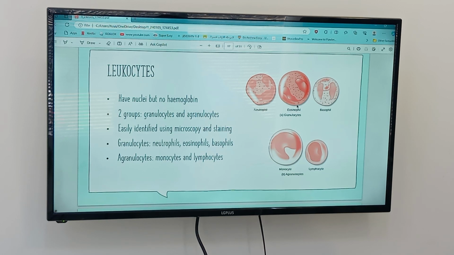Two groups: granulocytes and agranulocytes. Some of them have granules, while others like monocytes and lymphocytes don't. The granulocytes are neutrophils, eosinophils and basophils. Agranulocytes, as I said, are monocytes and lymphocytes.